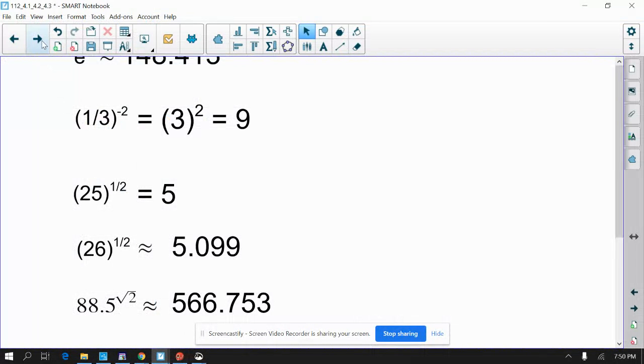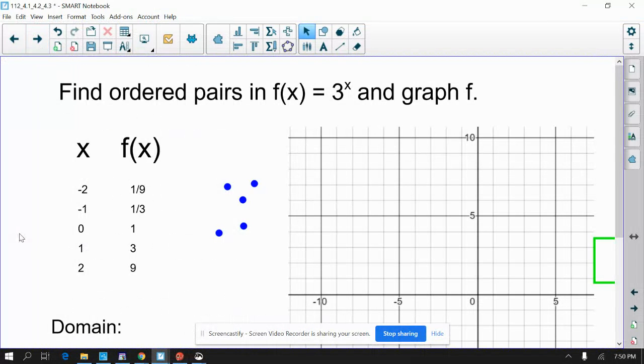All right. And these graphs, 2 more slides and we're done here. So let's graph 3 to the x. And I could plug in some random x values. -2 would result in 1/9. So that's an ordered pair, -2, 1/9. -1, 1/3. So when x is -1, you're not much bigger.